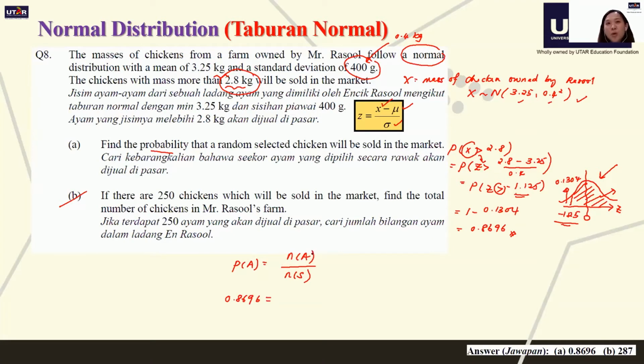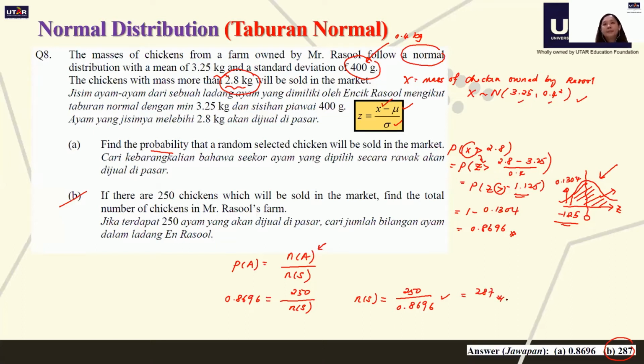But I do not know the total I have in the farm. The total of chickens sold in the market is this, so I have 250 on top, but the total in the farm I do not know. So I do not know what my NS is here. I'm looking for NS. Therefore, to find this, NS will be 250 divided by 0.8696. Just swap these two places over. Move the NS up, move this down, then you get the answer of 287.